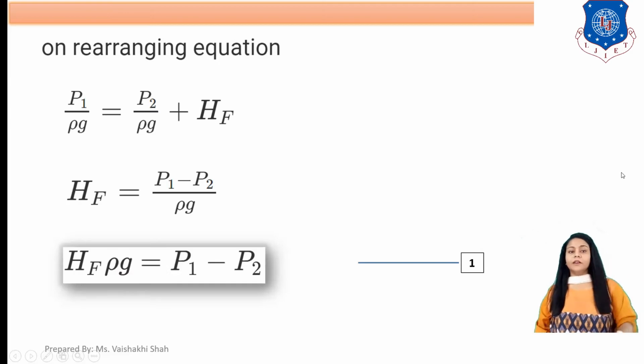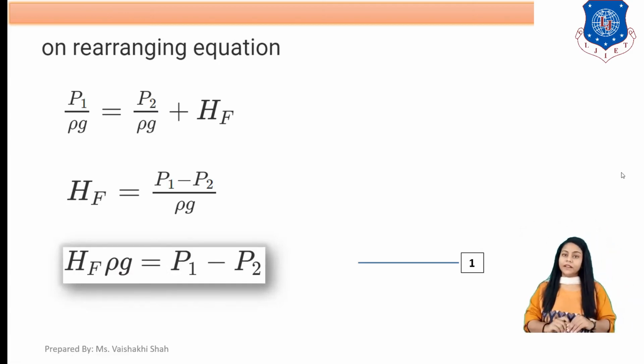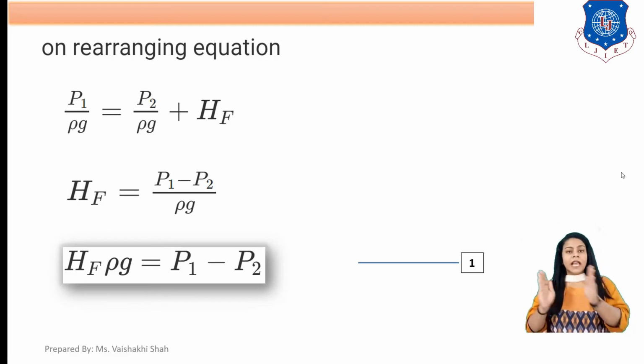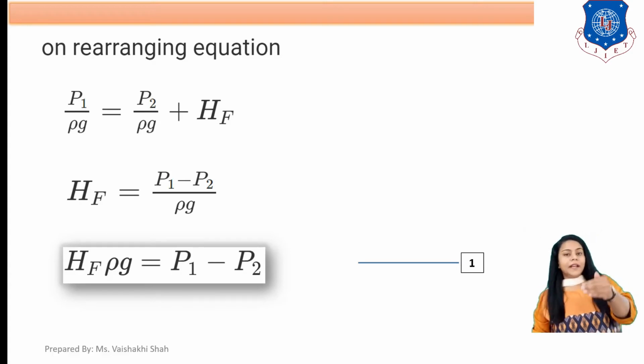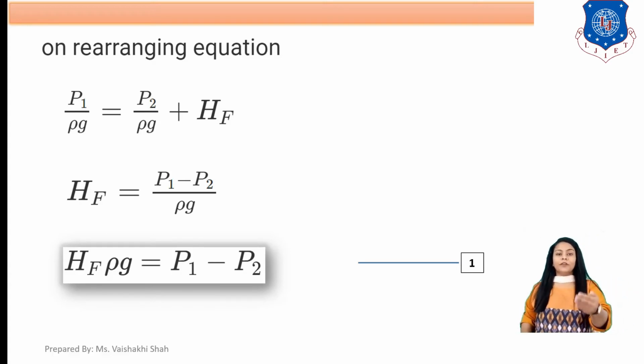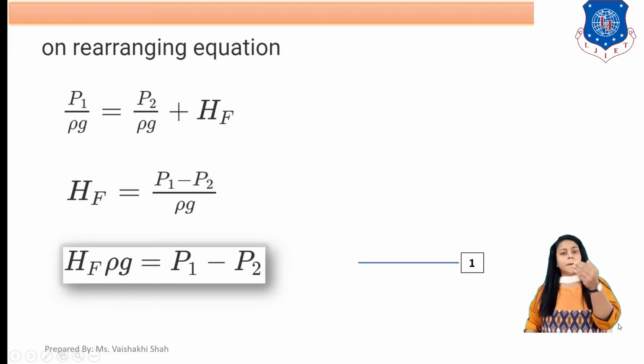V2. Now, as we know that equation, in that equation we can remove the terms H1 and H2. We can also remove the terms V1 square by 2g and V2 square by 2g. So our equation becomes P1 by rho g equals P2 by rho g plus HF. Now rearranging this equation, HF equals (P1 minus P2) by rho g.